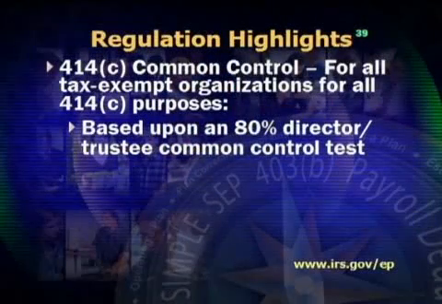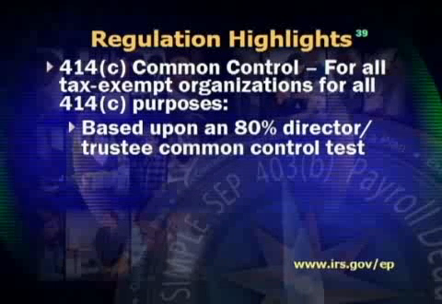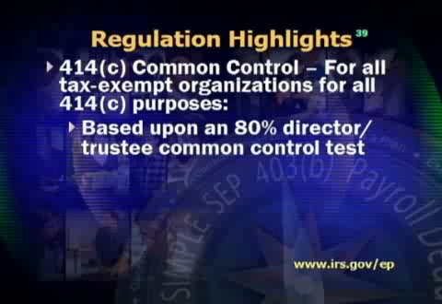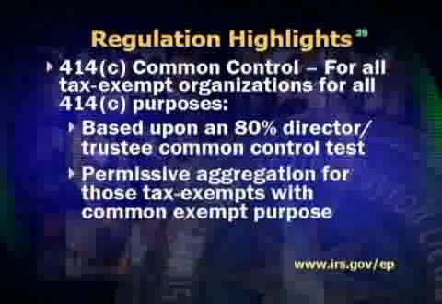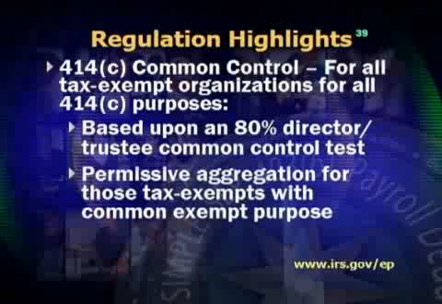Let's take a moment and look at the test. It's a very, very simple test. It's based upon an 80% director-trustee common control test. Do the directors, trustees who run these tax-exempt organizations essentially overlap on an 80% basis as described in the regulation to see if we really have a commonly controlled group? The regulation also contains a provision that allows tax-exempt organizations that share a common exempt purpose to go ahead and actually create a controlled group if they share that common purpose, if it would otherwise be helpful to them.